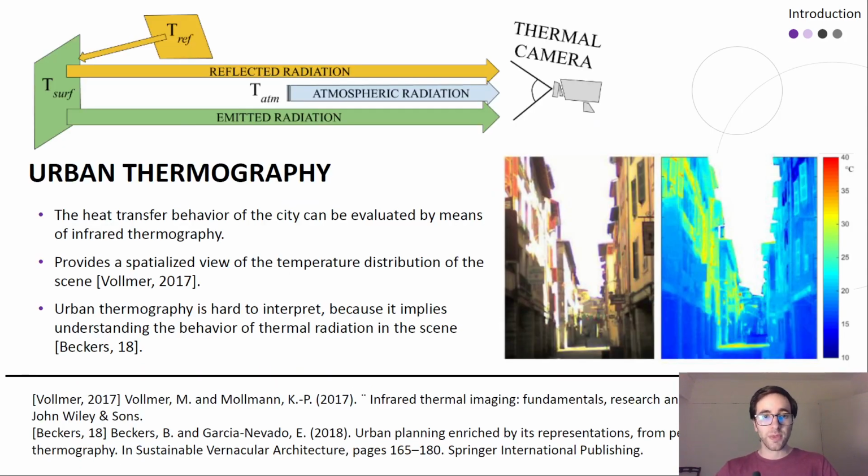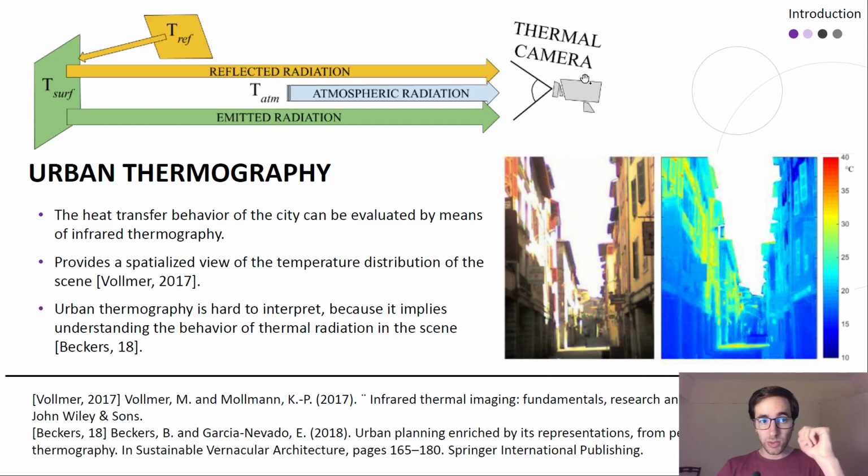But one of the things it has been used for is urban thermography. Okay, so urban thermography is basically the art of having a thermal camera, which is a camera that can capture this long-wave radiation and interpret it as colors using, for example, a color map like we see here. So here we have a photograph with light, and then the thermography, also called the infrared image, of the same scene.